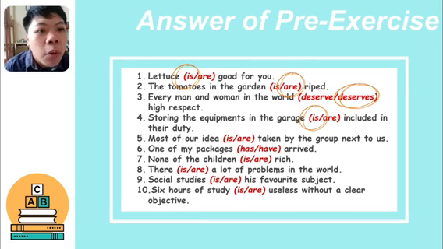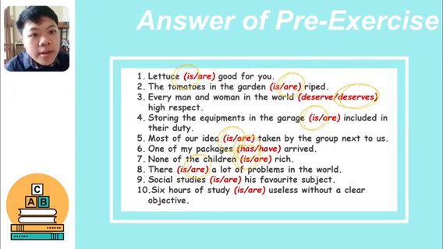Number 5, most of our ideas. Okay, some of, most of, remember, it depends on the noun after of. So most of our ideas is plural, so the answer is are. Okay, for number 6, one of my packages. One of, so that's singular, the answer is has. Number 7, none of is considered singular, that's correct. Number 8, there is or are a lot of problems in the world. It has been discussed in the previous one, so the answer is are.